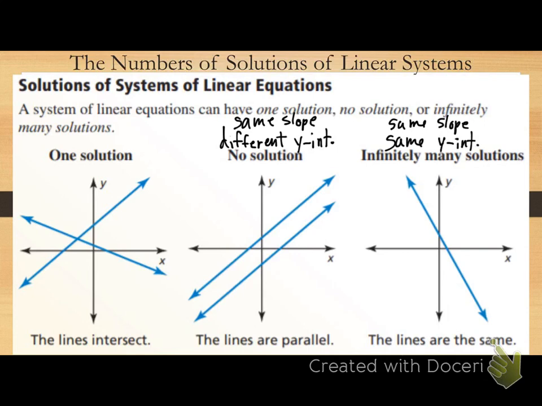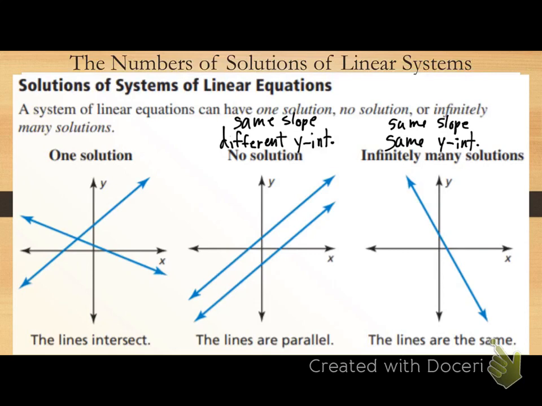So if you see a system of equations that has the same slope and a different y-intercept, before you even graph, you should be able to recognize that these are going to be parallel lines. I'm going to get no solution here. I still want you to graph it, but you should be able to recognize that. If you get two equations that have same slope, same y-intercept, it's the exact same line, you should be able to recognize, hey, this is going to be infinitely many solutions.